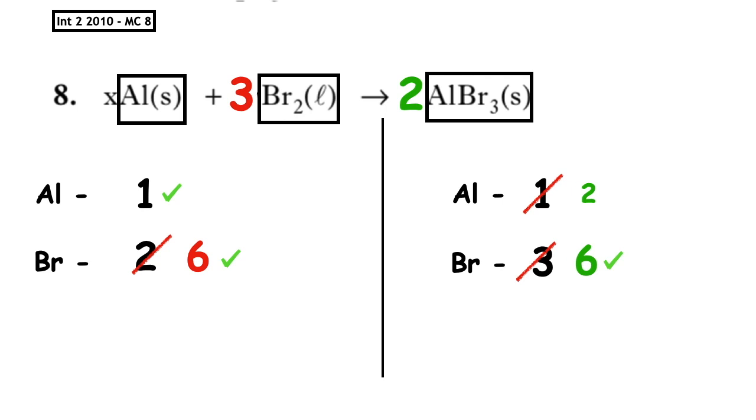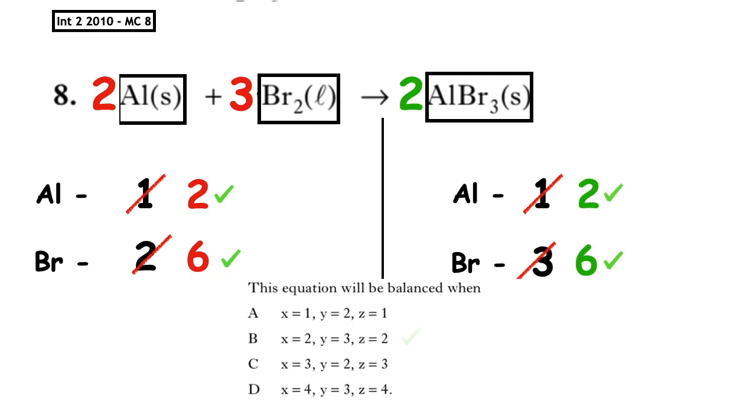We need to double check our shopping list. How many aluminiums do we have on the left? We've got 1. How many aluminiums do we have on the right? We've got 2. Those don't balance. What do I need to do to 1 to get to 2? We multiply by 2. So we put a big 2 in front of the box, in front of the aluminium. 2 times 1 is 2. Our aluminiums balance, so we can tick them off. We double check our bromines, they still balance, so we can tick them off. So the correct answer to this multiple choice past paper question is B.